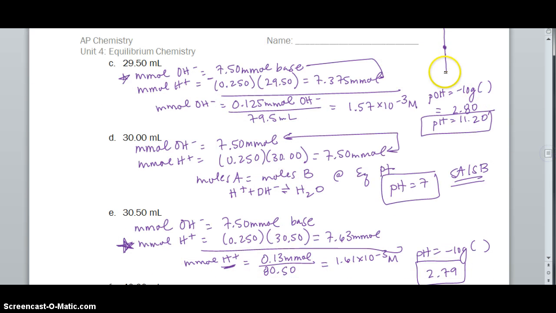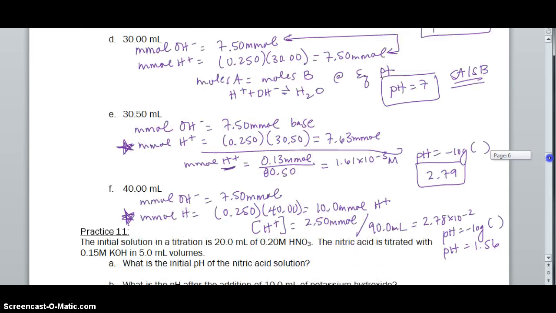Okay, so we've added some more, and now it's just going to decrease. It'll be our little sketch for our titration curve.